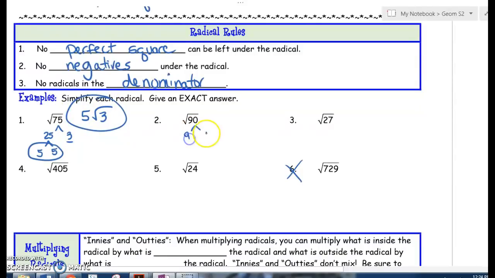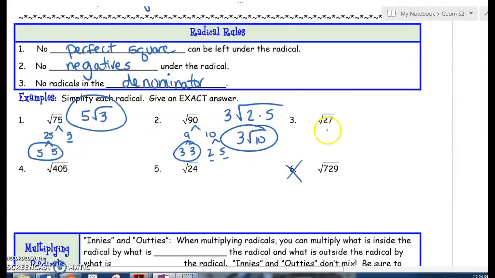Square root of 90 is 9 times 10. 9 you could do 3 times 3, 10 you can do 2 times 5. So you have a pair of 3's, you write that number down once, and then the leftovers, the 2 and the 5, stay under. So you end up with 3 root 10 for your answer. Square root of 27, you do 9 times 3, break down the 9 to 3 times 3. You have a pair of 3's that goes on the outside, and the leftover 3 stays under.